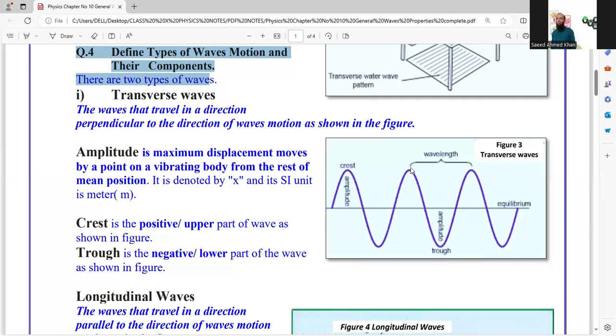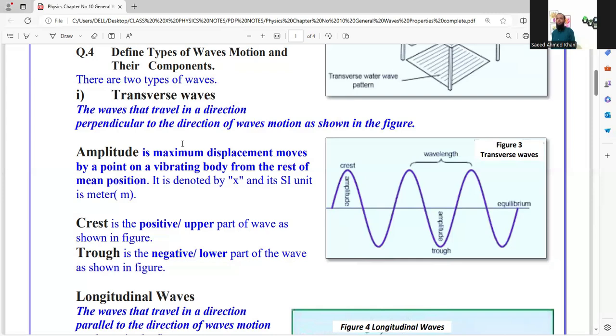First of all, we are discussing a transverse wave. The figure which I have shown you is a type of transverse wave which goes up and down. So what is the actual definition of transverse wave? Transverse waves travel in the direction perpendicular to the direction of wave motion shown in the figure. Here we can say the wave moves up and down, but the energy will transfer from this equilibrium line.